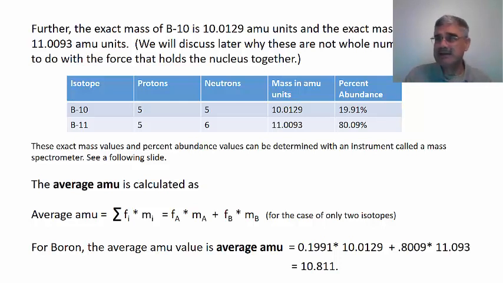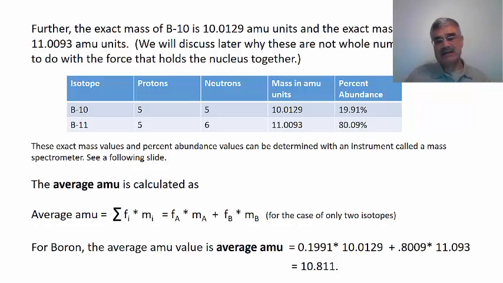That has to do with something called binding energy, which we'll get to later on. And in a minute, we'll discuss how we can experimentally measure these exact AMU values for particular isotopes. But again, consider this table for boron-10 and boron-11. Both have 5 protons. One has 5 neutrons, one 6. The actual mass in AMU units determined experimentally, as we will discuss in a minute, is 10.0129 for one, 11.0093 for the other, and I give you the percent abundance, which I just mentioned a second ago.